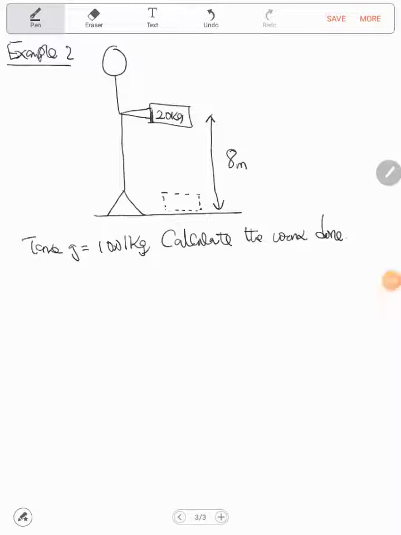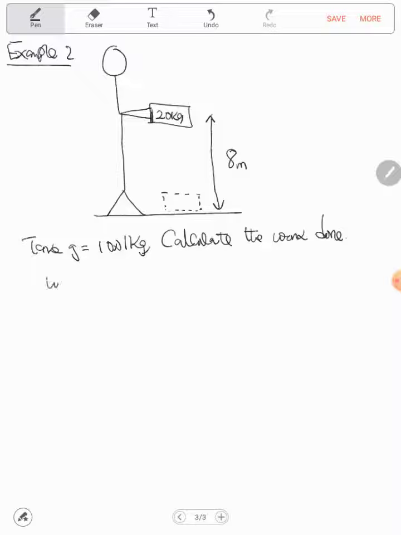All right, we have this example. This is a person. The person has lifted this box of 20 kg mass. Now this box was on the floor here, shown by these dotted box lines. So it was here, then it has been lifted up there through a distance of 8 meters. What is the work done? If you take gravity, it will be 10 newton per kg.